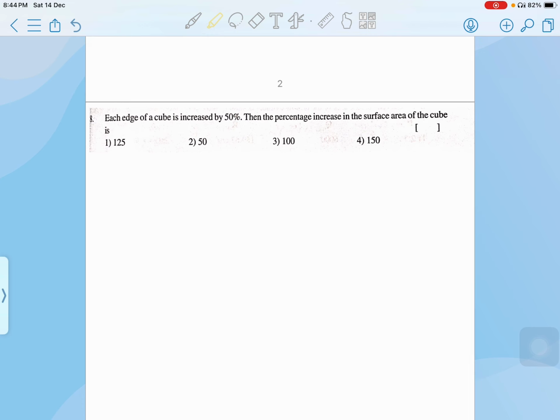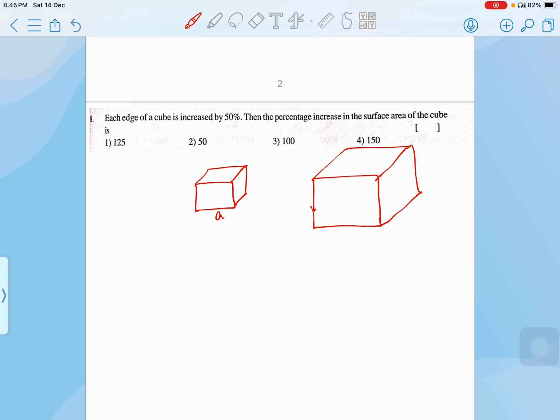Eighth one they told each edge of a cube is increased by 50 percentage. So there are two cases. One cube is there with a side A, let's take, and if it is increased by 50 percentage means it will have a new cube, all the sides are increased. So initially a cube which is having side A is given.